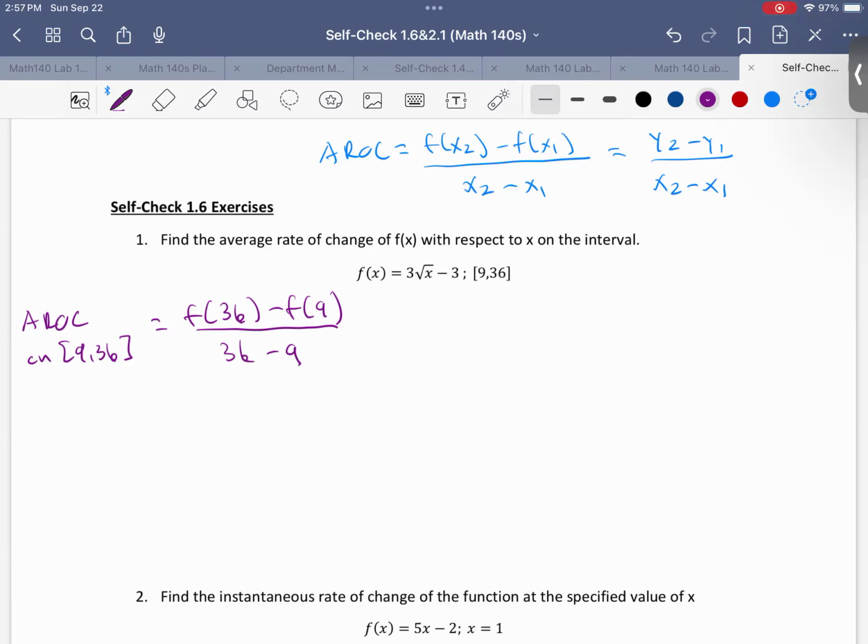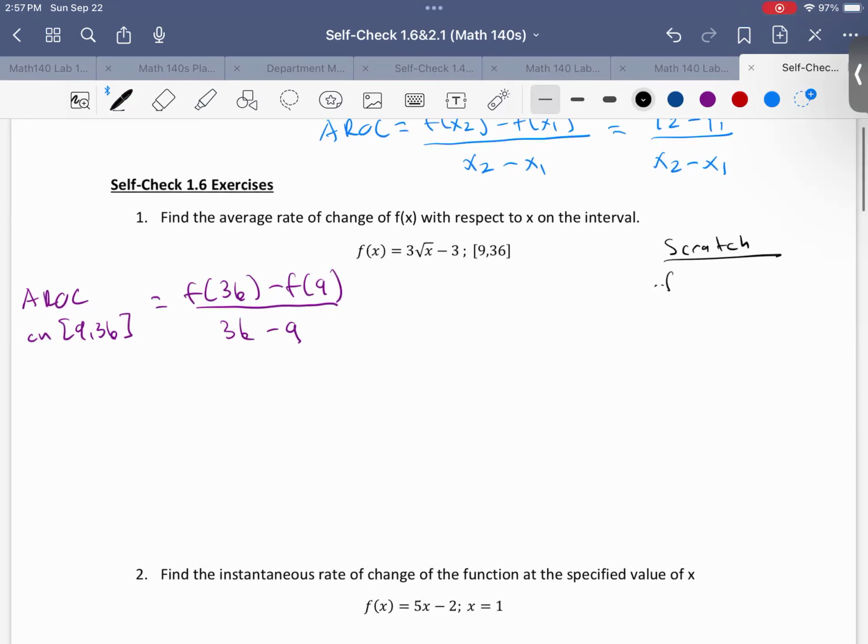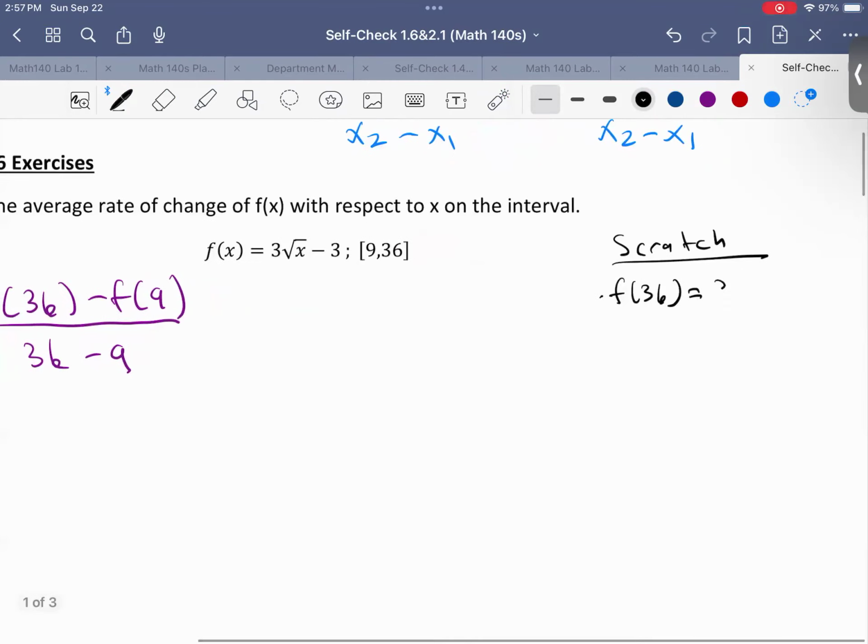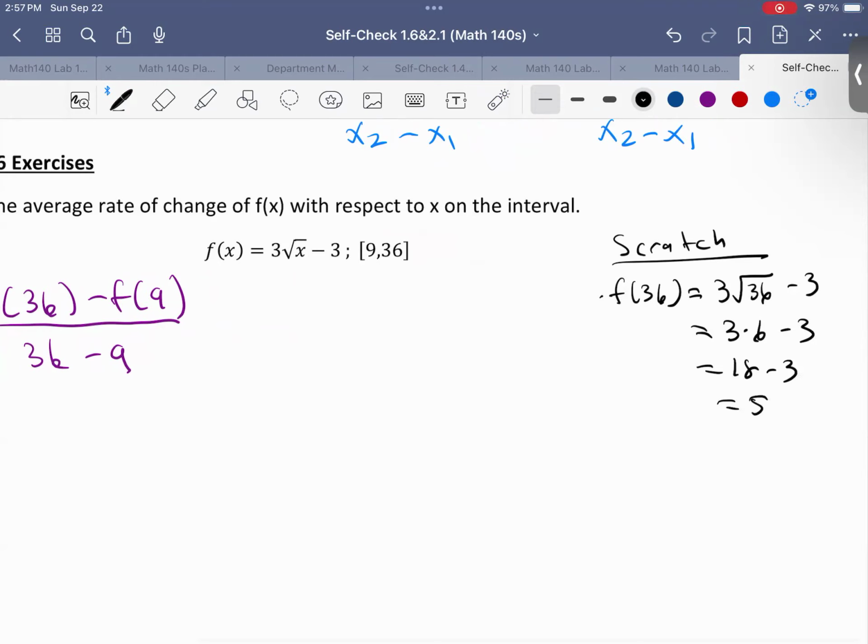So off the side here, we're going to figure out what f of 36 is and what f of 9 is. So f of 36, we're plugging it into this f of x right here. So this becomes 3 times the square root of 36 minus 3. So that would be 3 times 6 minus 3, so that's 18 minus 3, which is just 15.